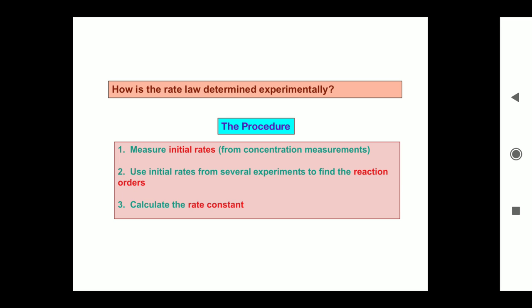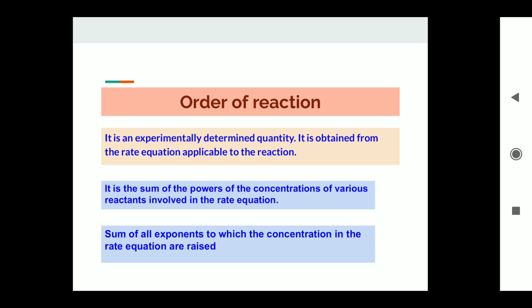So how is the rate law determined experimentally? The procedure is: first, measure initial rates. Second, use initial rates from several experiments to find the reaction order. From initial rates, you have to find the reaction order and then calculate the rate constant. The order of reaction is very clear.